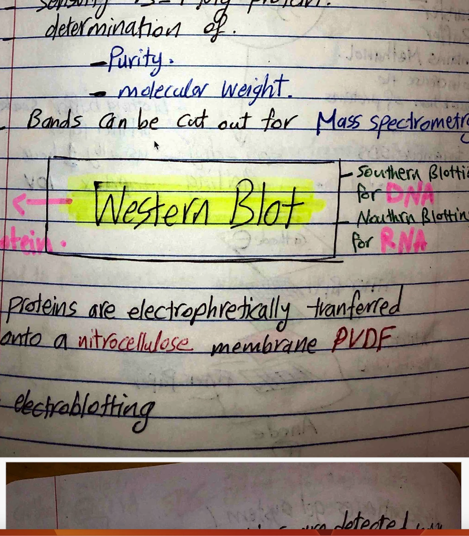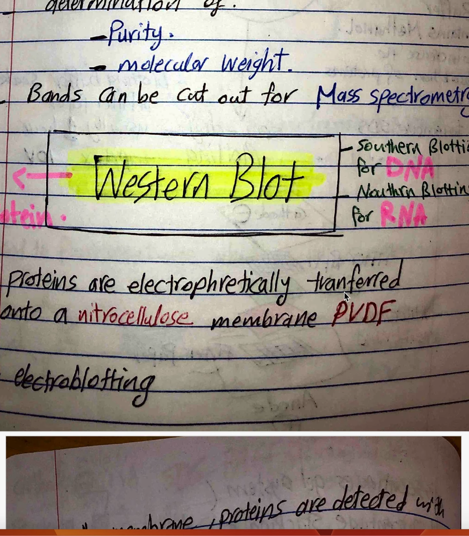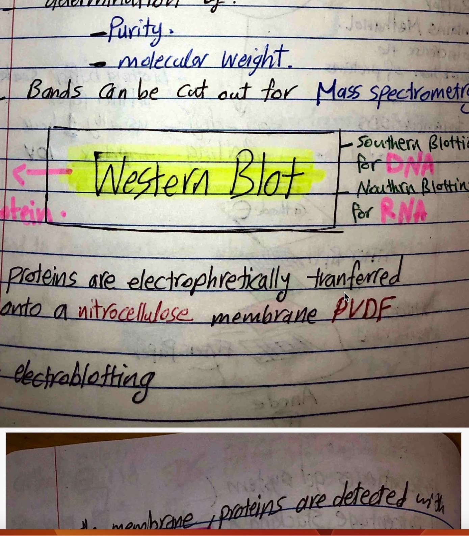So we have the Western blot because all our topics are about protein. Western blot is for separating proteins, but there are also Northern and Southern blotting. The Southern blotting is for DNA and the Northern blotting is for RNA. We have to know that the Western blot is for proteins, while the Southern is for DNA and the Northern for RNA.